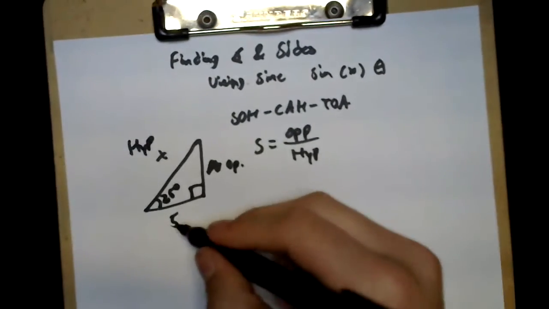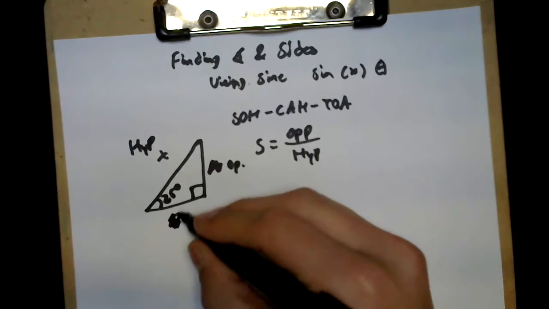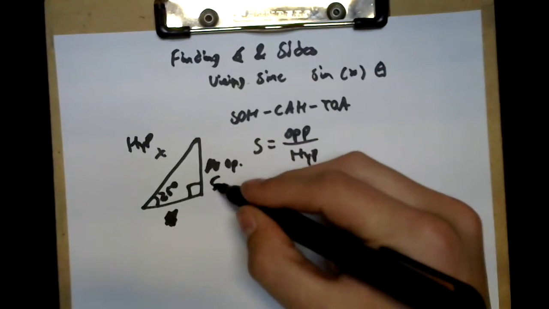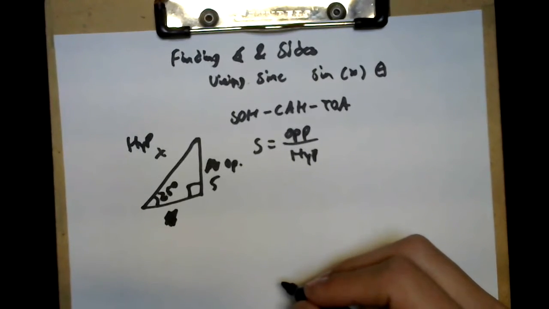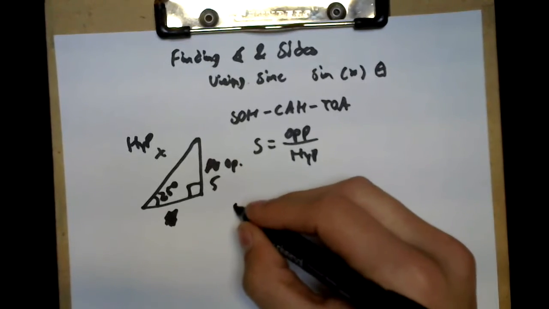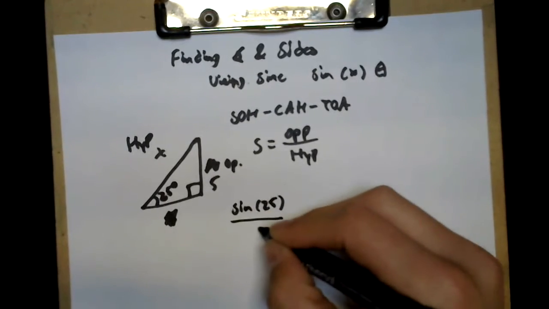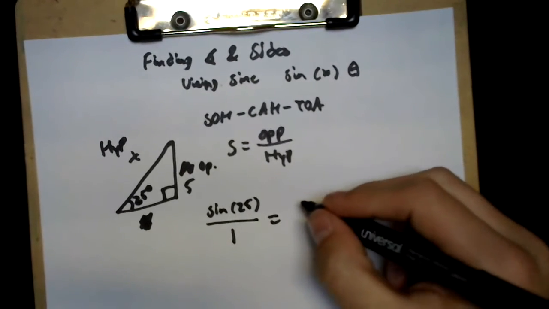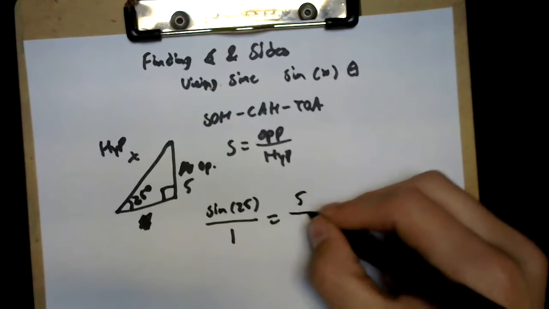Actually, this is a bad example because we're only given an adjacent side. So we'll say this one is actually 5 now. So now we have an opposite and the hypotenuse side. Now that you have this set up, you can set up sine of your angle, which is 25 degrees, over 1, because we're setting a proportional relationship to what it equals to. One side length's here, one side length's here.